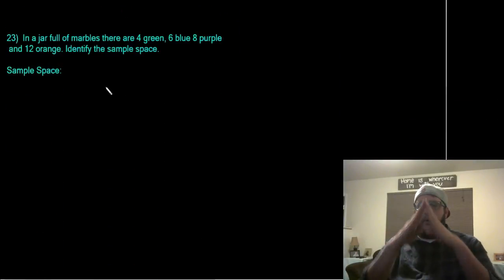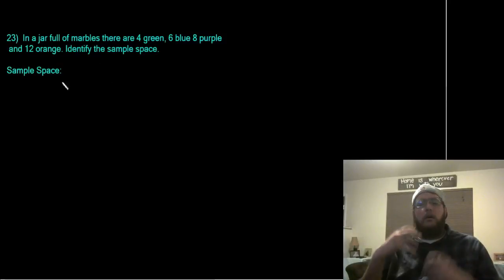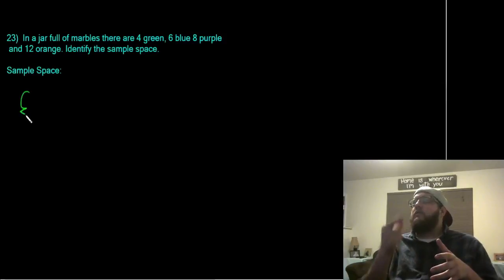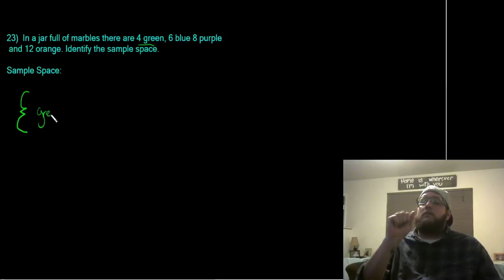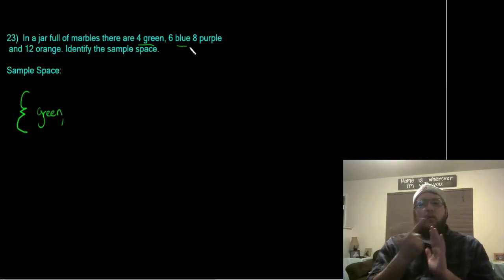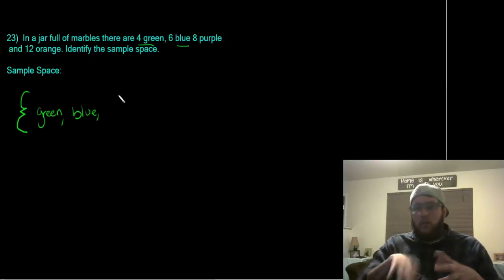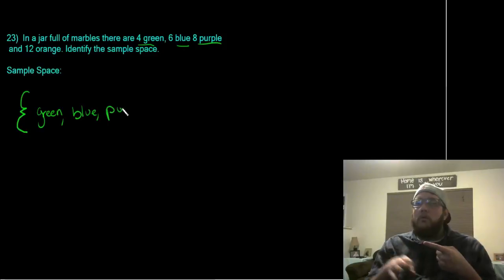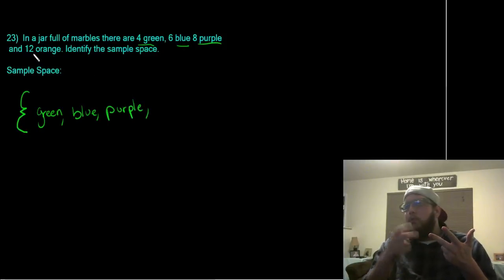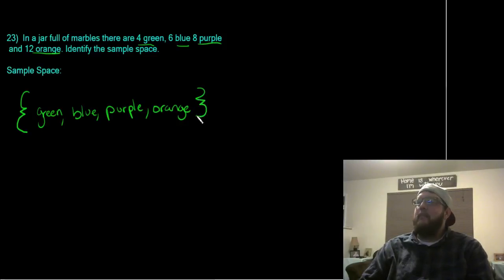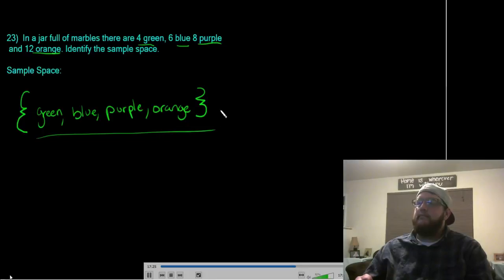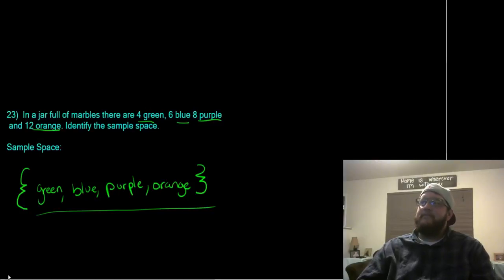Now, in a jar full of marbles, there are 4 green, 6 blue, 8 purple, and 12 orange. So this is the same problem we had before. And it's asking us this time to only identify the sample space. So we can do that. There are green marbles. There are blue marbles. There are purple marbles. And there are orange marbles. And that's it for our sample space. So finish up and we'll head on to FCP.